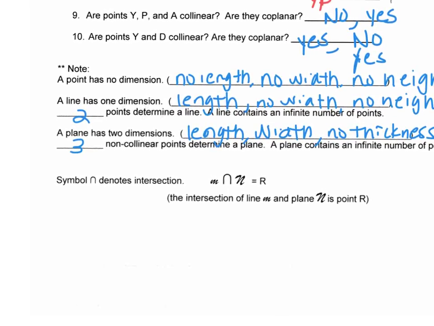Here, this is just a little thing to see if you can pay attention. Symbol ∩ means intersection. So, what does this mean? I have the intersection of line m, which is the little m, plane N, which is the big N, and point R, which is the block R.